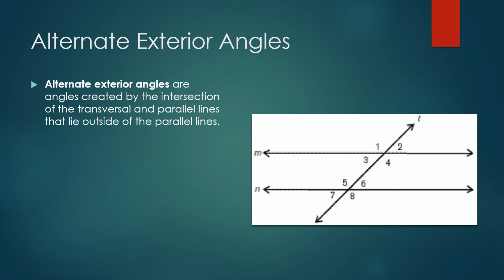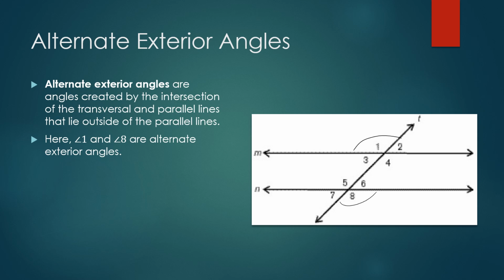The next is going to be the alternate exterior angles. Alternate exterior angles are going to be the angles that are created by the intersection of a transversal and two parallel lines that are outside the parallel lines. Here we have angle 1 and angle 8. Notice that they are on opposite sides of the transversal, but they are outside the parallel lines.